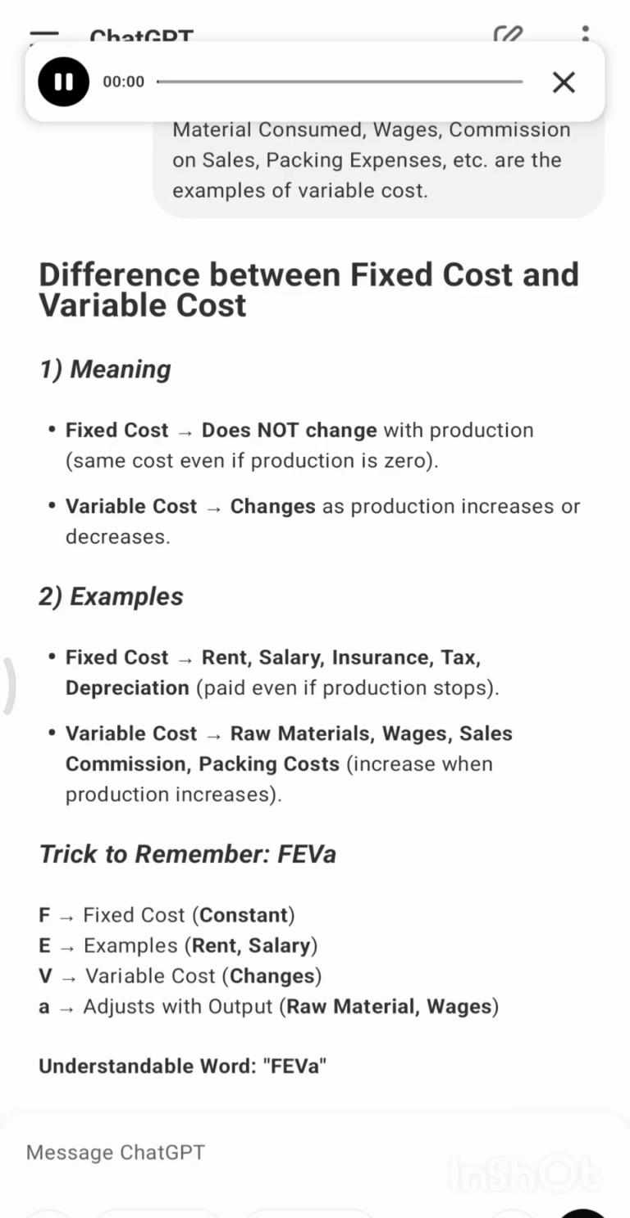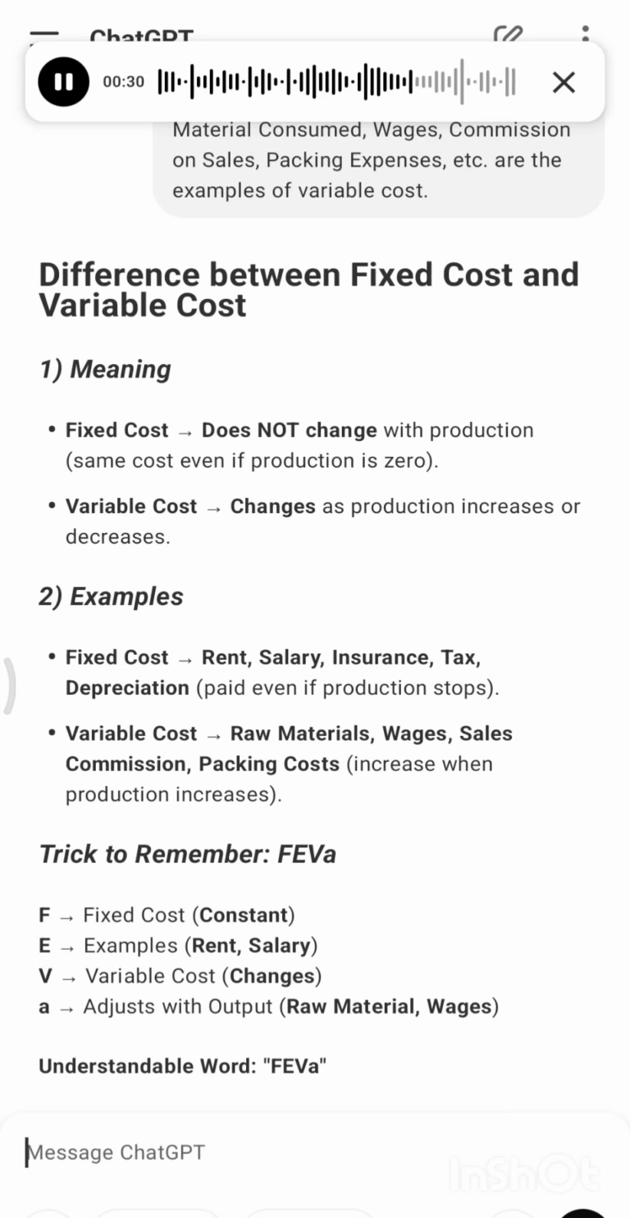Difference between fixed cost and variable cost. 1. Meaning. Fixed cost does not change with production, same cost even if production is 0. Variable cost changes as production increases or decreases. 2. Examples. Fixed cost: rent, salary, insurance, tax, depreciation, paid even if production stops. Variable cost: raw materials, wages, sales commission, packing costs, increase when production increases.